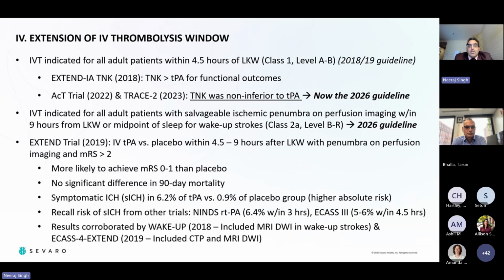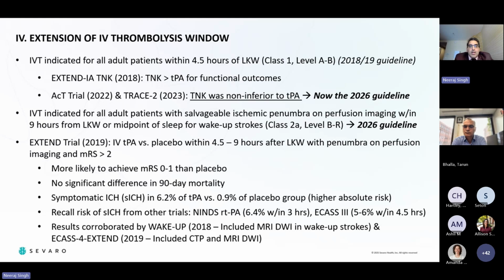I bring this up because, in other words, the percentage of risk, while it's higher than placebo, if giving TPA in the 4.5 to 9 hour range, is about the same range of percentage risk as you saw from the previous trials that justified the extension of the window to 4.5 hours. And a lot of these results have been corroborated by other studies.